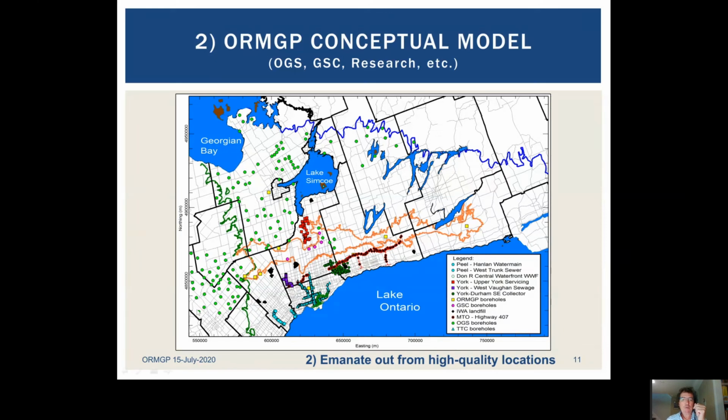So another pattern you may notice, and I'm not showing all high quality data here, is that for the west half of the moraine, we have a lot more higher quality information than we do over the eastern part of the moraine.